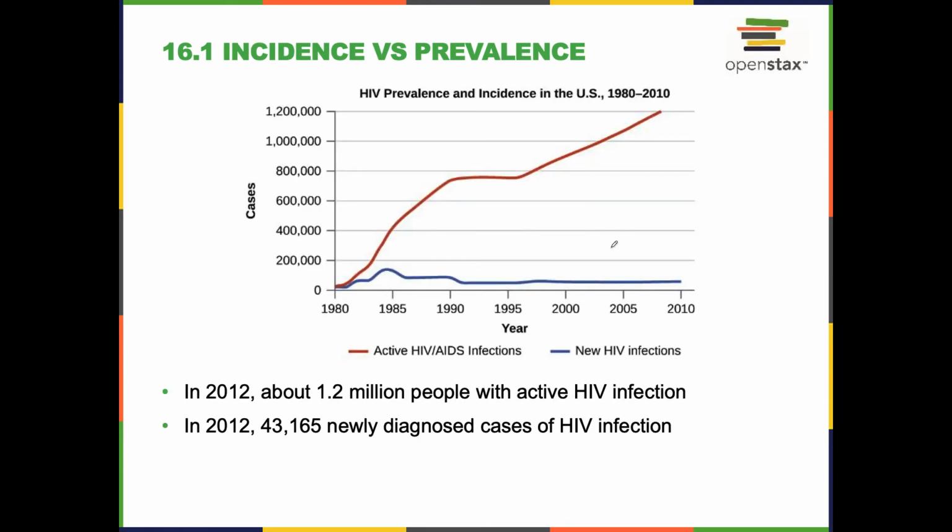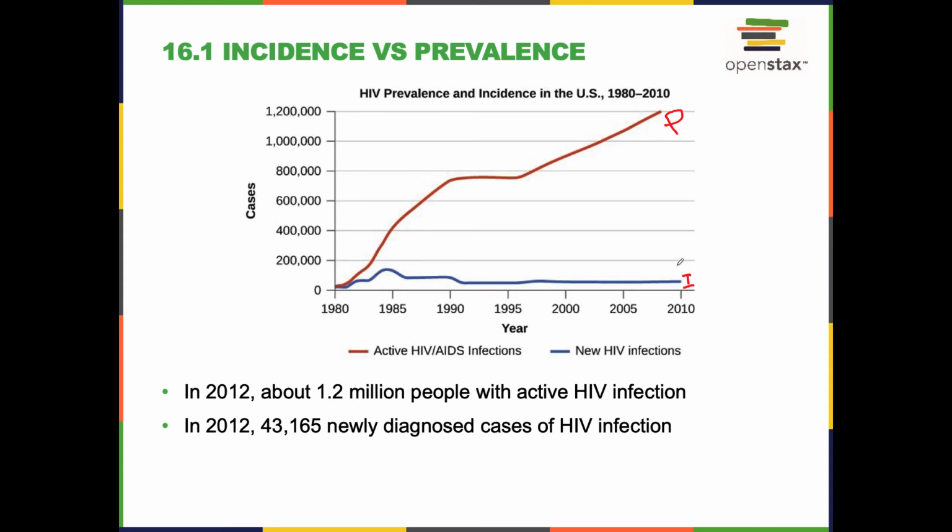So let's use HIV as an example. This is from your book, right? 2012, right? That's this last number here. In 2012, we have 1.2 million people with active HIV. What number would this be? Is this the prevalence or the incidence? This would be the prevalence, right? So the prevalence, I'm just going to put P, is the total number. Whereas in 2012, we had 43,000 newly diagnosed cases. This would be the incidence, okay?